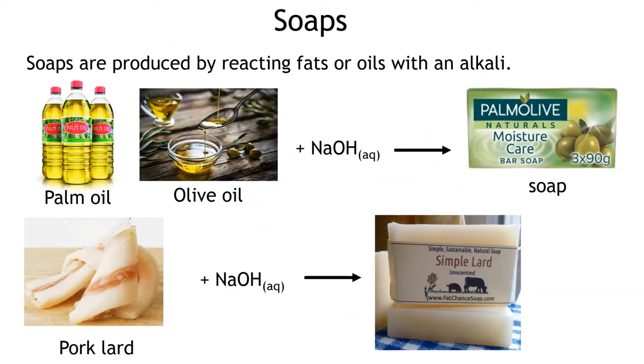So how are soaps made? Well, they're produced by reacting fats or oils with an alkali, typically sodium hydroxide. So if I wanted to make palm olive soap, I would have a mixture of palm oil and olive oil, and I'd mix this with sodium hydroxide. I'd probably put some other chemicals like fragrance chemicals in there to give it a nicer smell. You can make soap from lard or dripping and add that to sodium hydroxide and make tallow soap or lard soap as well. So fats or oils are reacted with an alkali to form soap.